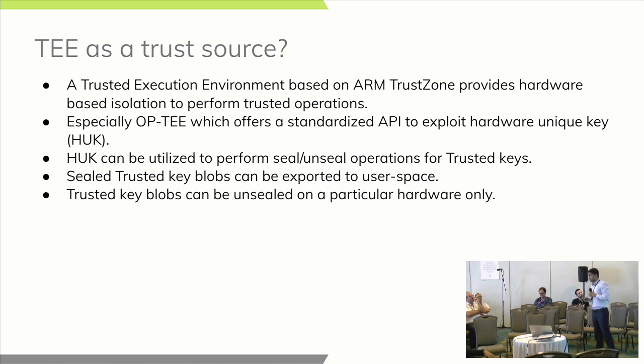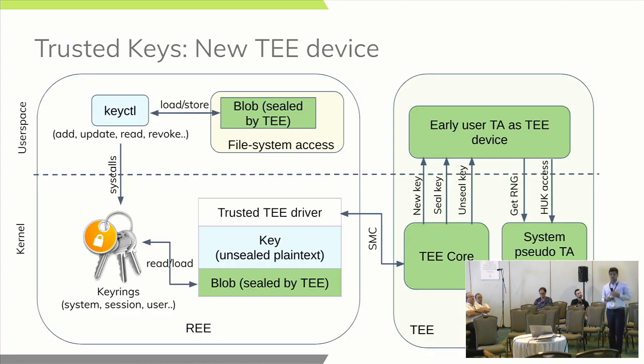Now, TEE as a trust source. TEE, specifically based on ARM TrustZone, provides hardware-based isolation to perform trusted operations, especially OP-TEE, which provides a standardized API to exploit this hardware unique key for any operations. This hardware unique key could be seen as an alternative to the storage root key that TPM provides for the seal and unseal operations for trusted keys. So a trusted key could only be unsealed on a particular hardware, not any other hardware.